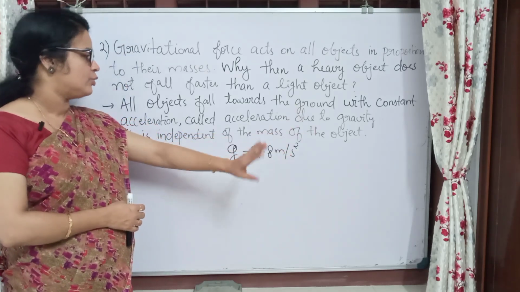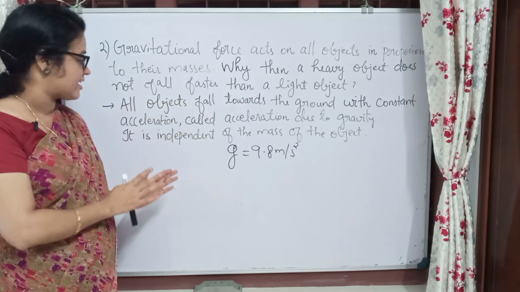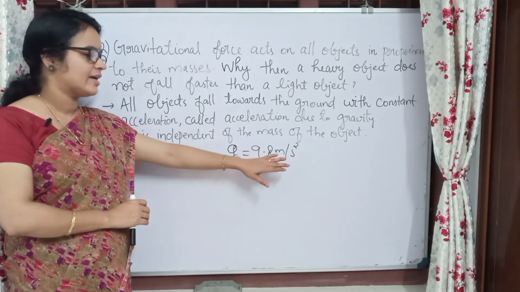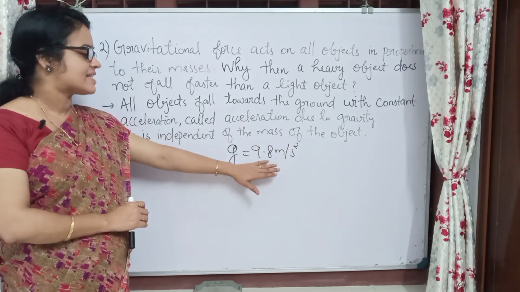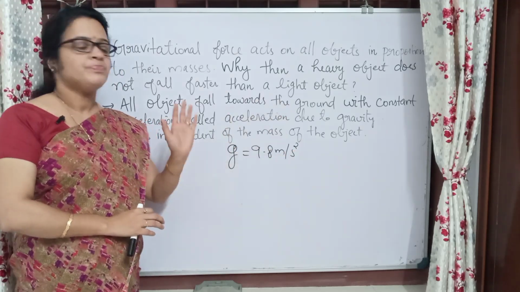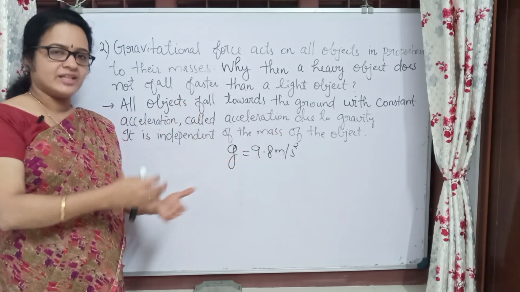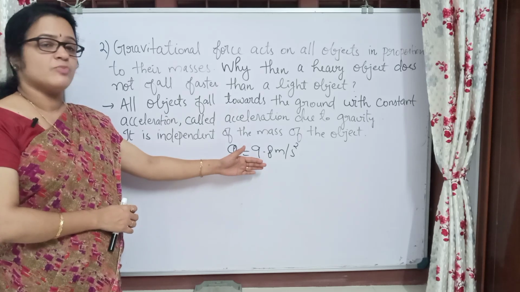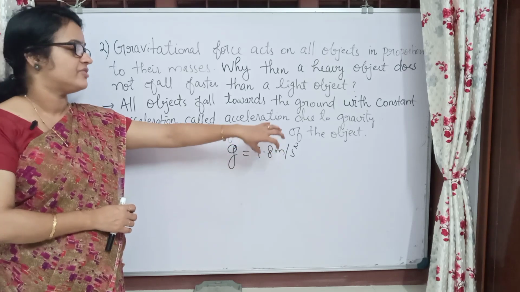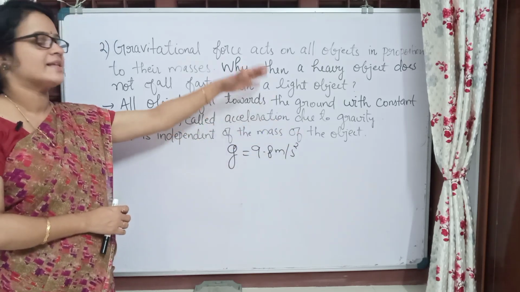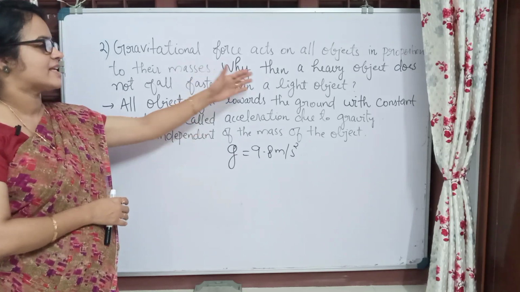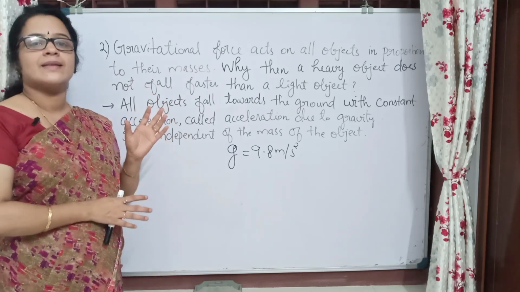So no need to mention that value, you can just mention that this is called acceleration due to gravity, and that value is constant, so we can see that the actual value of acceleration due to gravity is 9.8 meter per second square, and it is independent of mass of the object. Okay, whenever we calculate the value of g, that we will discuss later. If we calculate the value, we can see that it is independent of mass of the object. That is why the heavier and lighter objects fall to the ground with the same speed. So that is why we can say that a heavy object does not fall faster than a lighter object.